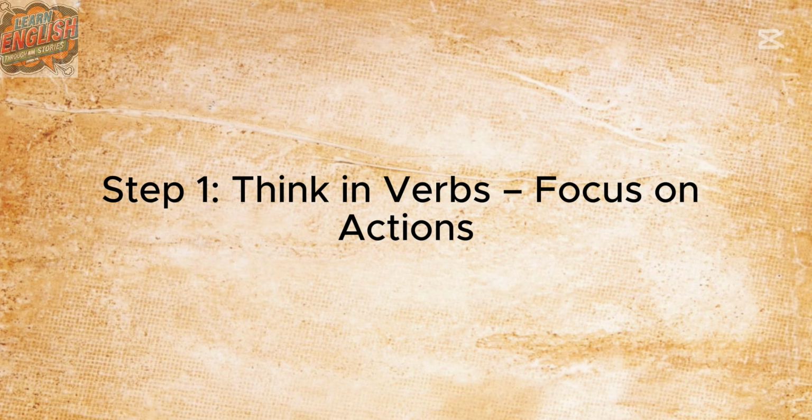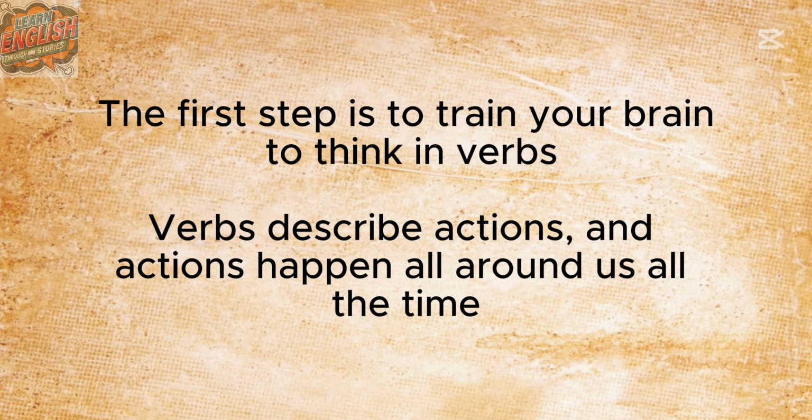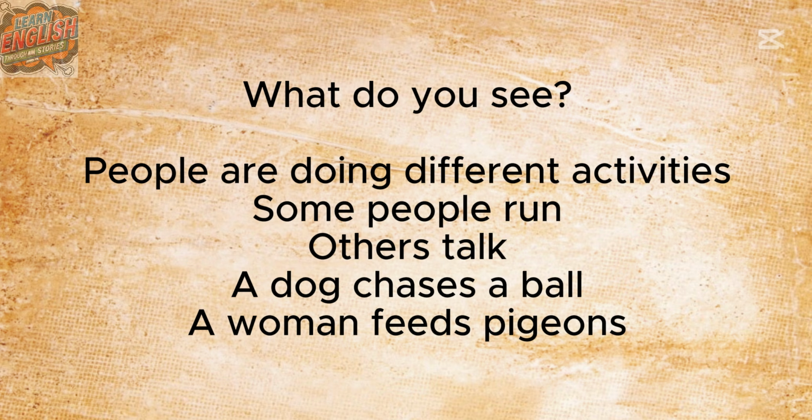Think in verbs, focus on actions. The first step is to train your brain to think in verbs. Verbs describe actions, and actions happen all around us all the time. What do you see? People are doing different activities.